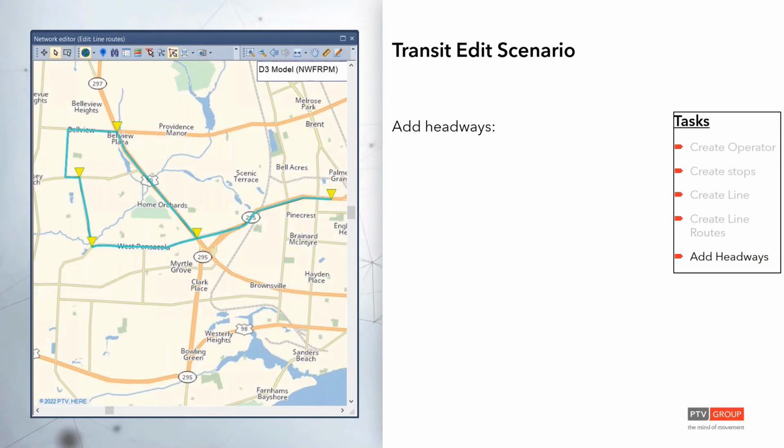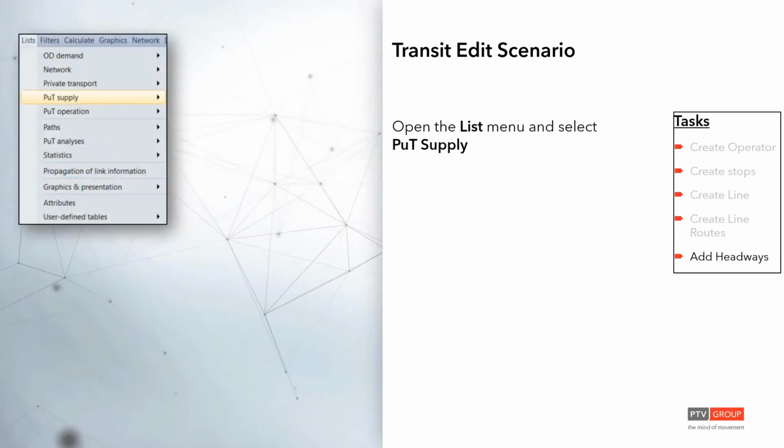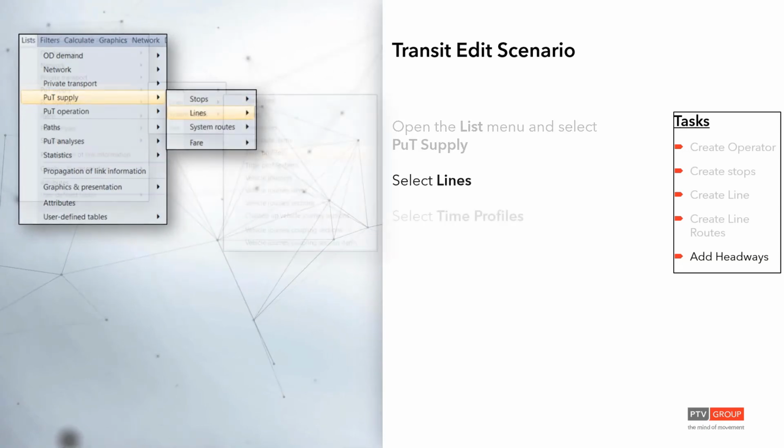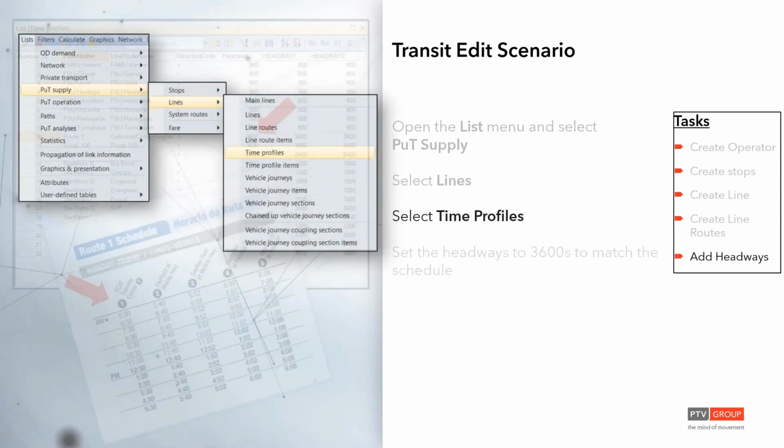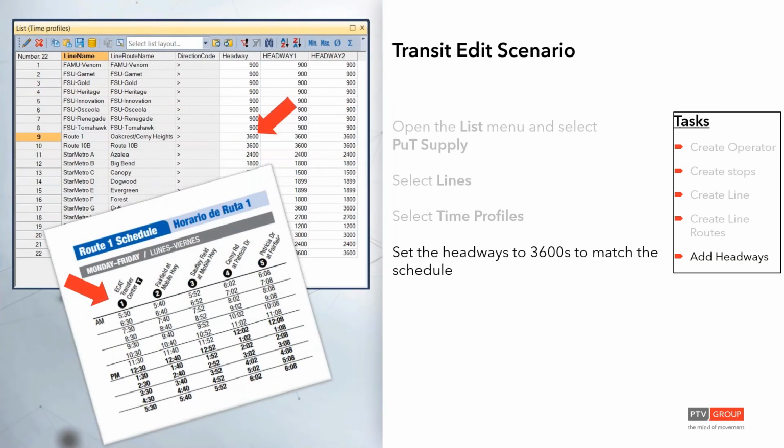So we're using headway-based assignment. So we'll need to add our headways to the model. In this case, we're going to open up the PUT supply list. This is going to be in our list menu. We're going to select lines. And then under time profiles, we're going to add in hourly headways. If we look here at this time that we have here, they have hourly headways. So we're going to recreate those using our headway inputs here.